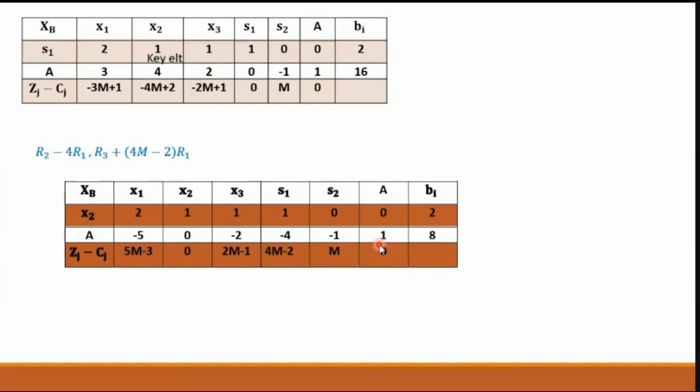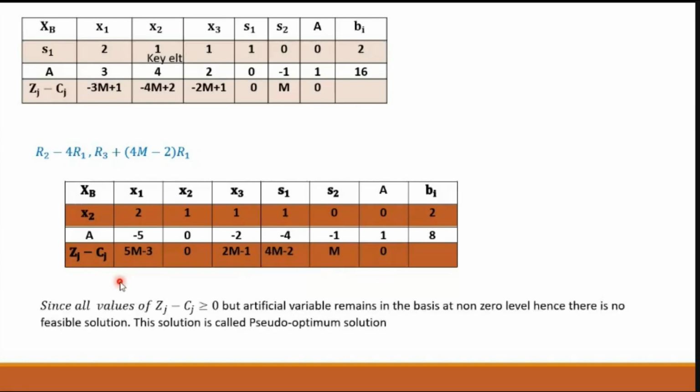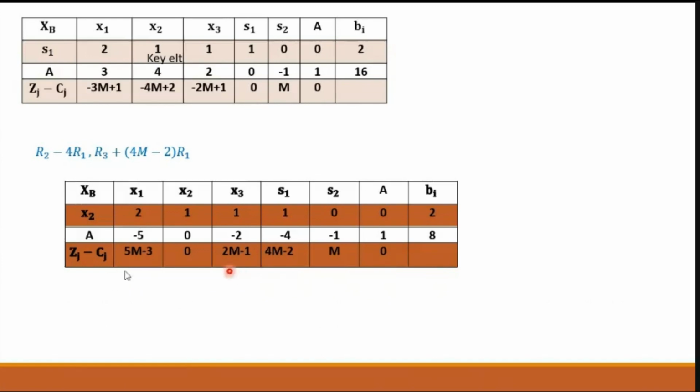Okay, so now we see that, I told you m is very large, so 5m minus 3 is going to be a positive number. If I take m as 100, then 5m minus 3 is positive, 2m minus 1, everything is a positive number. All Zj minus Cj's are positive. Okay, all Zj minus Cj's are positive, but still m is there in the final answer, because when you have the value of A as something, then that is going to affect our objective function.